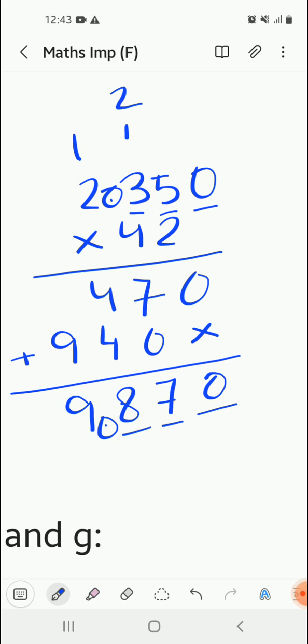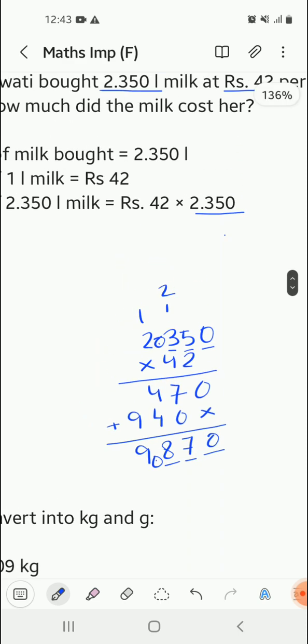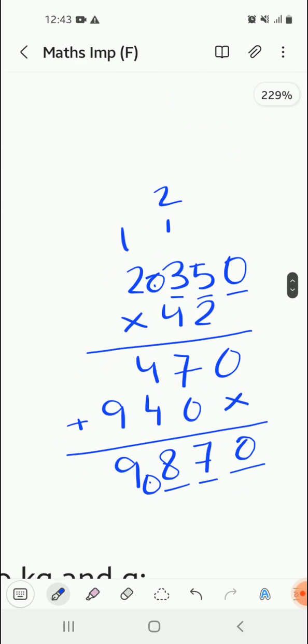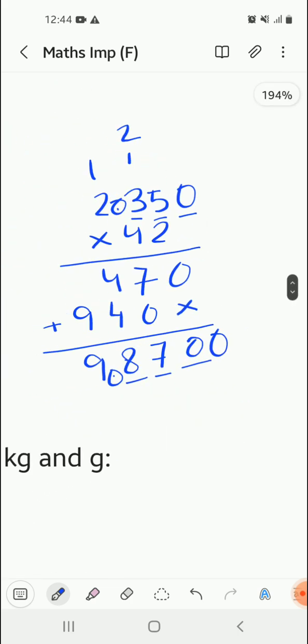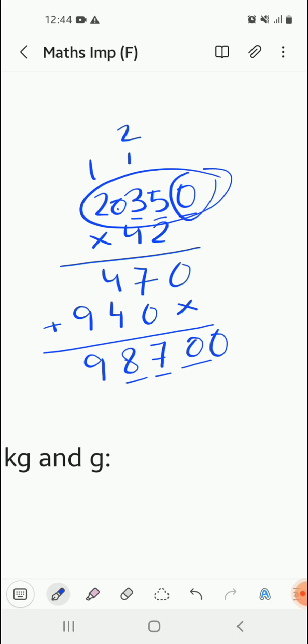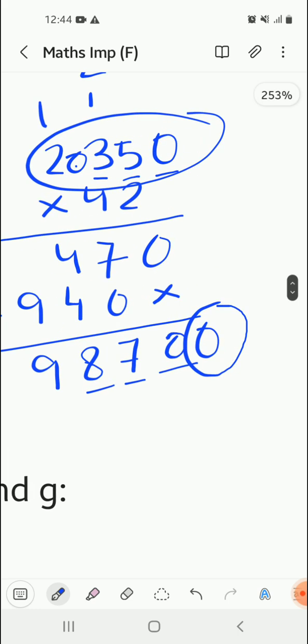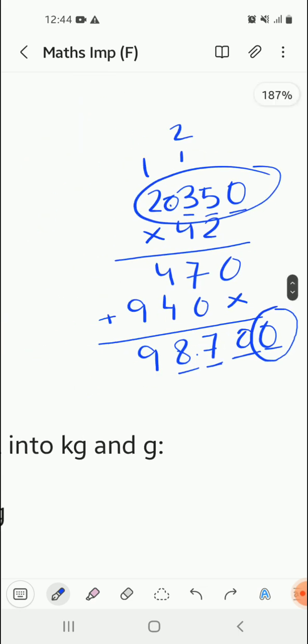So my answer becomes... Here we have to insert a 0 also. Why do we have to insert a 0 at this point? Because over here we have inserted 2.350, right? The 0 we have inserted later on. So that is why at the end we will also include the 0 over here. Maintaining 3 decimal places, it will be 1 2 3, so the decimal point will be here at this point. So the answer becomes 98.700.